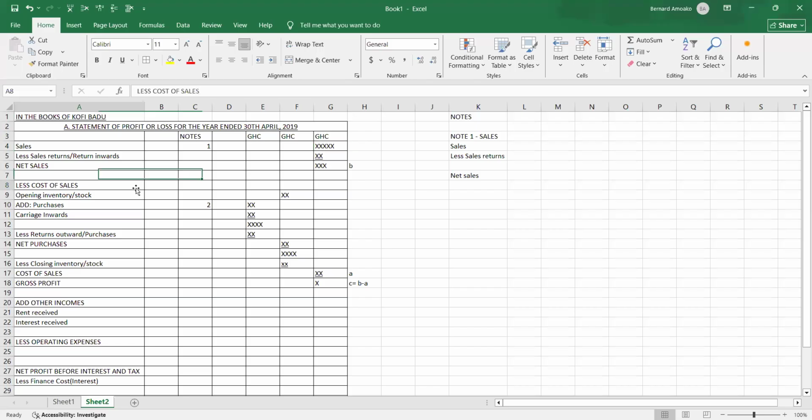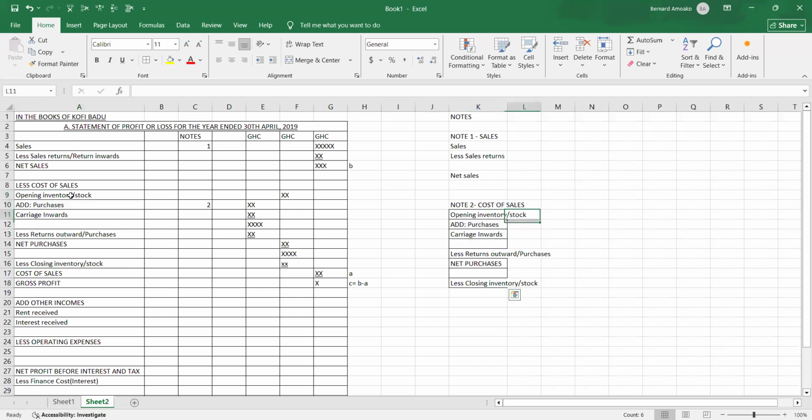So you can also go and do your cost of sales. So you write note 2, you start with cost of sales, and you can also do your workings here. So it starts with opening inventory, add purchases, and all that. Now, once you are done, it's just the final figure that you bring there. So under cost of sales, maybe you do all of these workings. When you're done, the final figure, you just come and put it beside cost of sales.